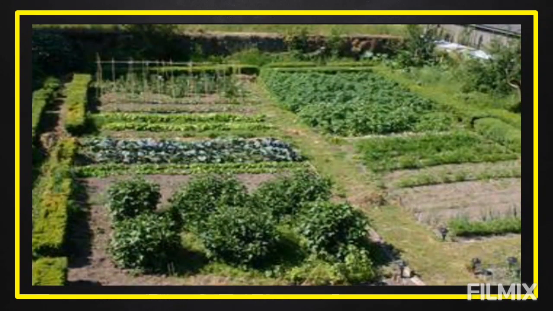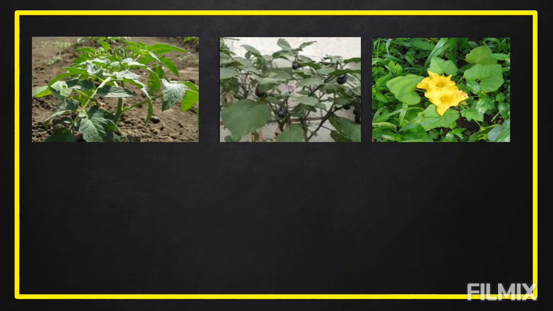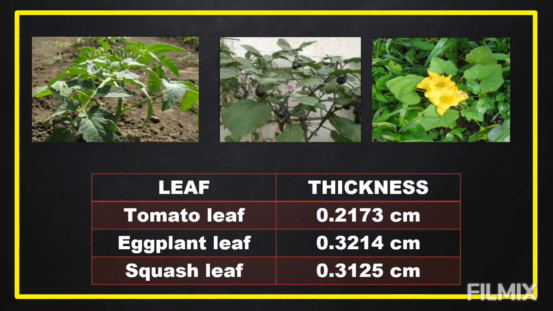The Grade 5 Adelpa class was given a micrometer to measure the thickness of different leaves. They went to their school garden. In the garden, they saw tomato plant, eggplant, and squash plant. They measured the leaf of tomato, eggplant, and squash using the micrometer. The chart below shows the data recorded. What does 2 in this number mean?